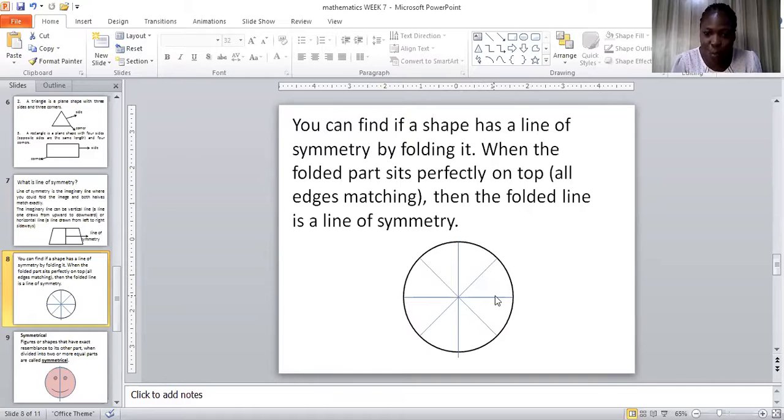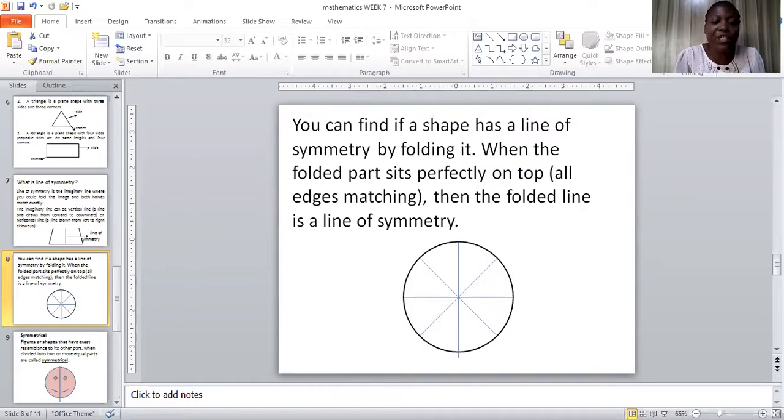Let's count it. 1, 2, 3, 4. You can have it 6 times. You can have it as many times as you want. All you just need to put into consideration is the 2 halves must match perfectly.